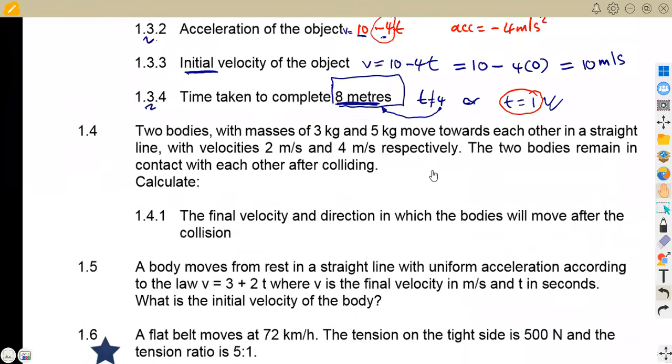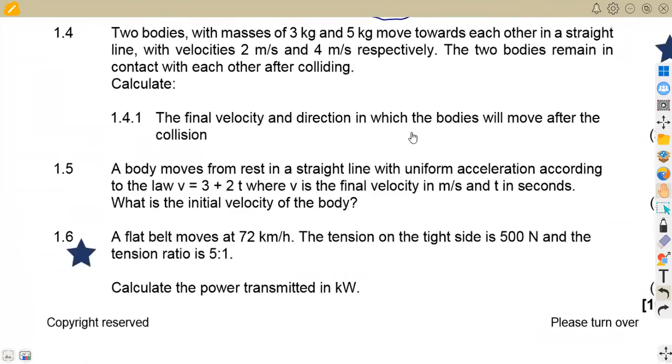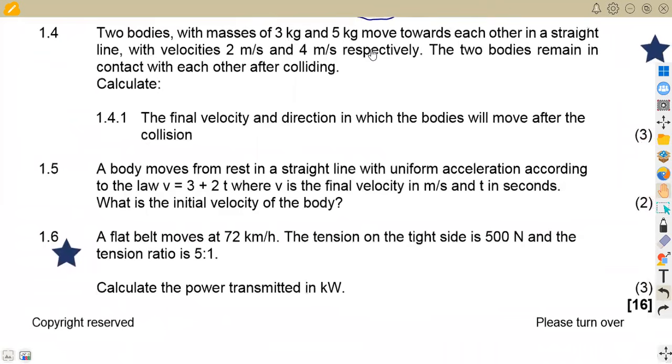What we are given here: these two bodies have got 3 kgs. The first one is 3 kgs, the other one is 5 kgs. So what are we having from these masses? Each mass, guys, is affected by its corresponding velocity because they are given as respectively. So the 3 kg is affected by the velocity of 2, and the 5 kg is affected by the velocity of 4, because it's respectively. Okay, so it's 3 versus 2.